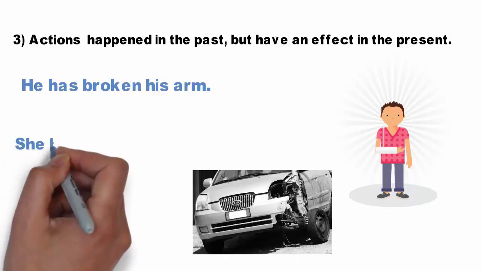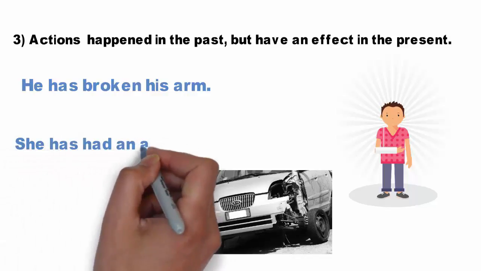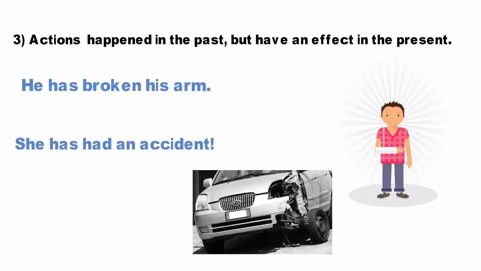Another example, she has had an accident. Can you see the car? Oh, it's really damaged. The accident happened in the past and finished, but the car hasn't been fixed yet. You can still see the car, right? So the action happened in the past, but the effect of the accident can still be seen in the present.